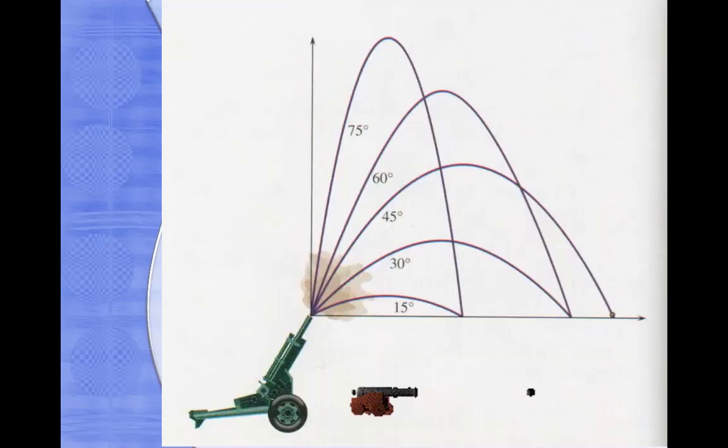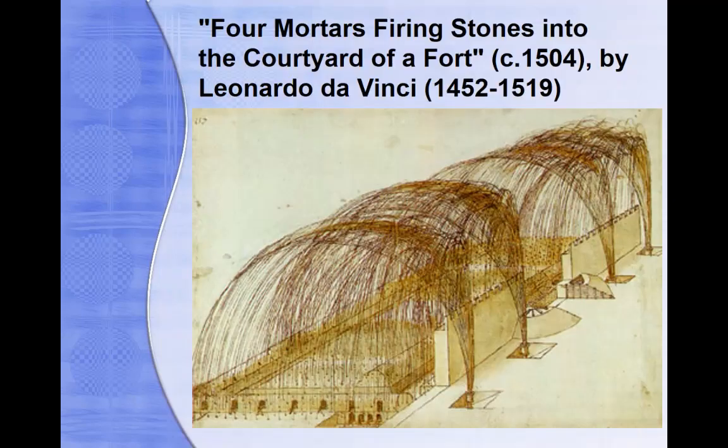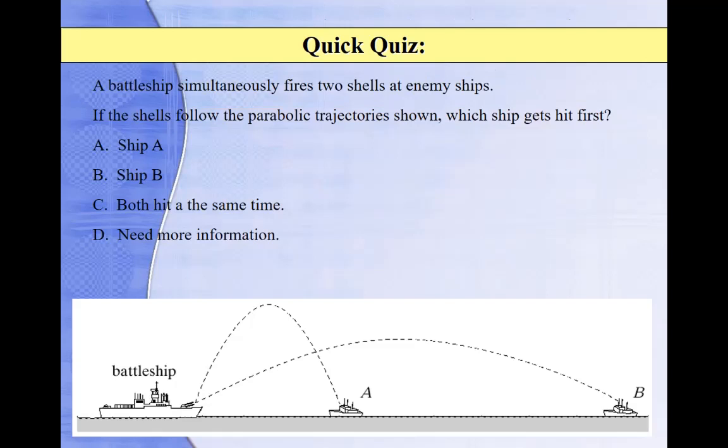So ballistics, this is a great example of what we're talking about here, trying to get those optimal angles. In fact, Da Vinci was one of the people that looked at this, with four mortars firing stones into the courtyard of a fort by Da Vinci in the year 1504. He was looking at trajectories and where cannons should be placed to go ahead and reach as many places as possible if an opposing force was trying to attack.